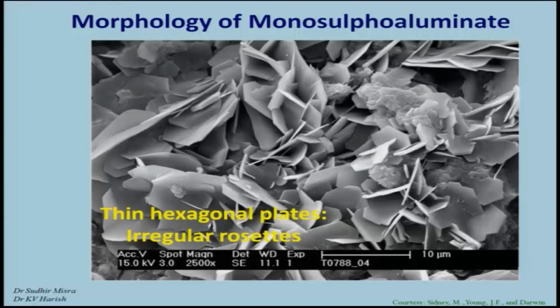And in the fourth one you have monosulfoaluminates, where the morphology looks pretty much like thin hexagonal plates, and what you see here is something like petals of a rose flower. So, it is explained many times as irregular rosettes.